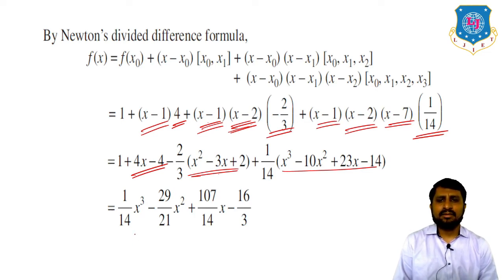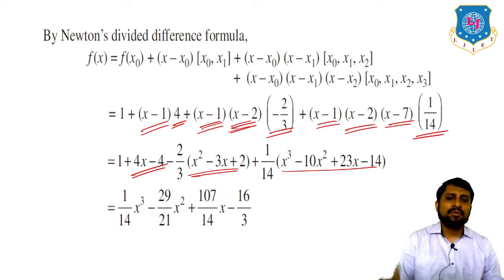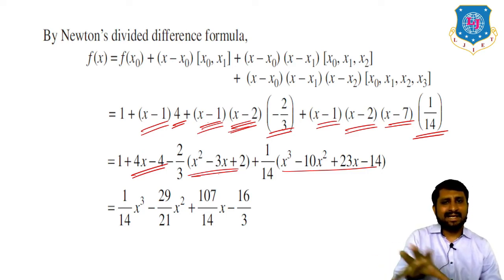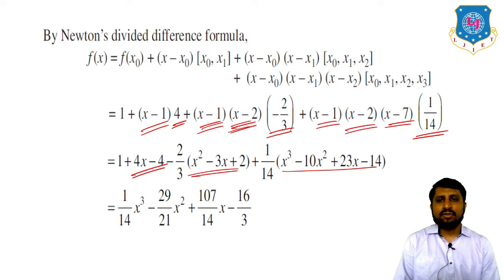Okay, so the final answer is, you don't need to take LCM in some cases. Here you can see that you don't need to take LCM. Okay, you can take your polynomial as it is. So x cube by 14 minus 29 by 21 x square plus 107 by 14 x minus 16 by 3.